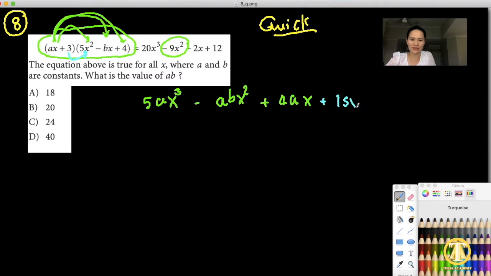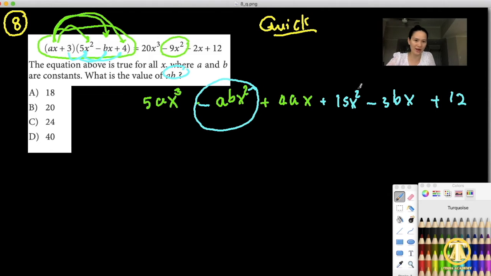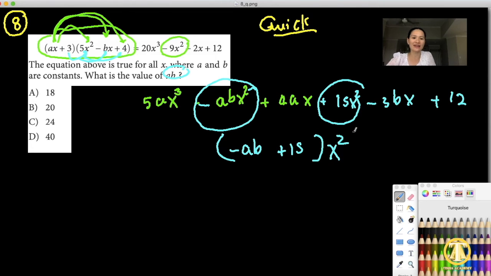Plus 15x squared minus 3bx, and then plus 12. Okay, I know from here I would like to find ab. So I know that they have this term negative abx squared and plus 15x squared. So I plus them together, it's going to be negative ab plus 15, and all of them times x squared. And I know that this one equals negative 9x squared.